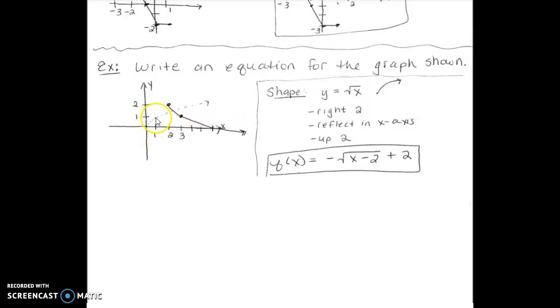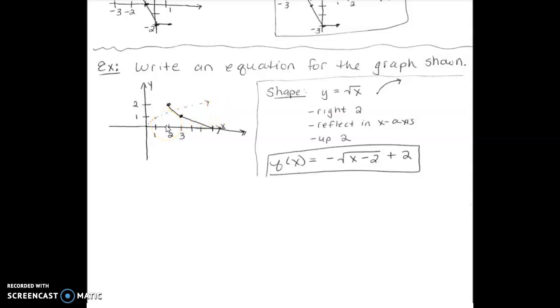So if I kind of draw in this little dotted curve as what the square root of x would have looked like to begin with, and then we're going to figure out how to move this dotted curve to end up where this one landed. So it got shifted over to the right 2. So I'm just writing down what I notice is happening here to this dotted curve. So if I shift it to the right 2, it would land right here.